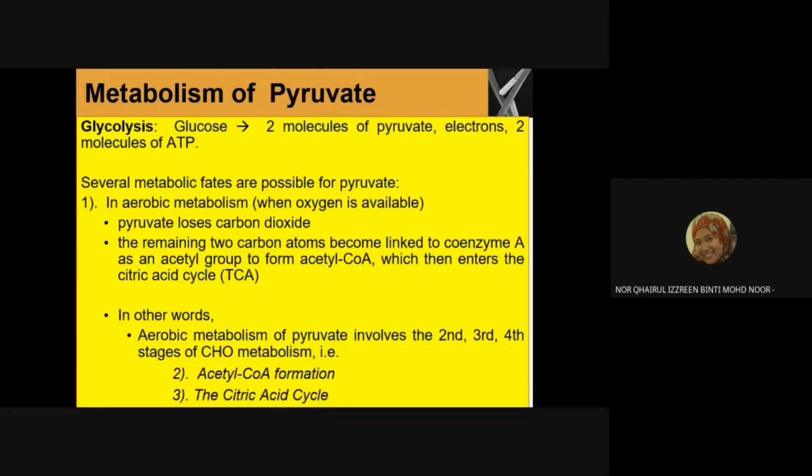In other words, aerobic metabolism of pyruvate involves the second, third, and fourth stages of carbohydrate metabolism, which I mentioned earlier: the formation of acetyl-CoA, the TCA cycle, and the ETC, electron transport chain.